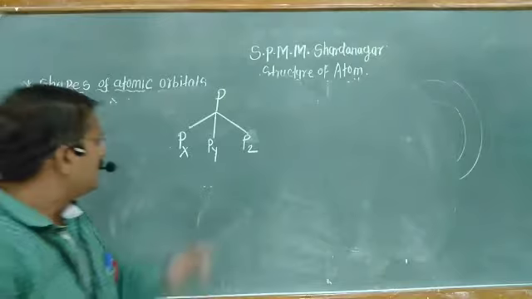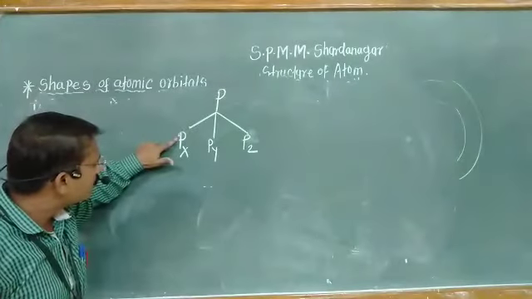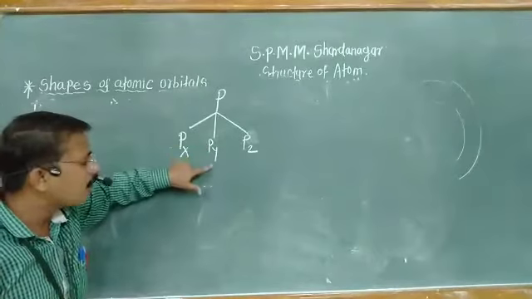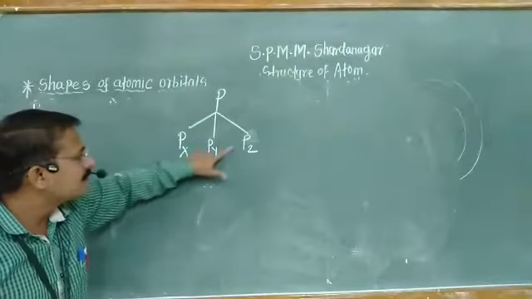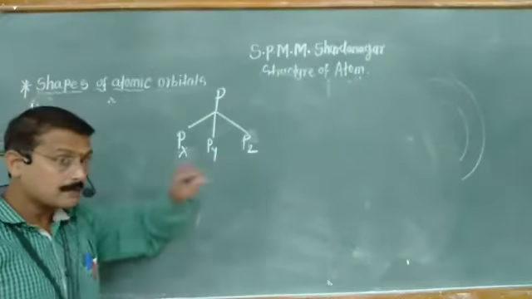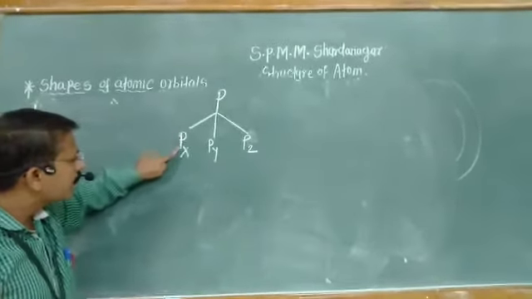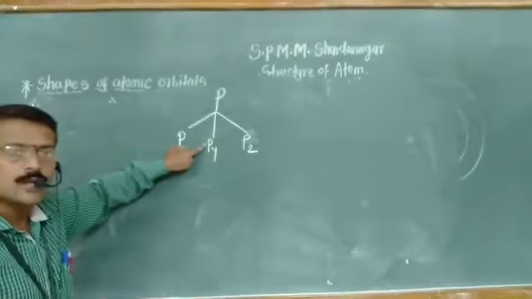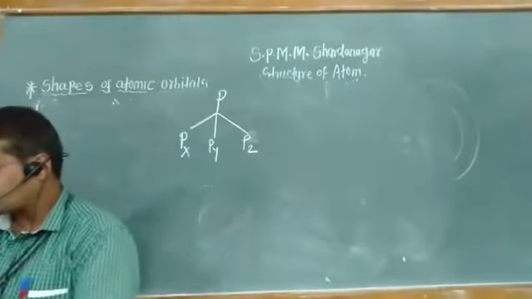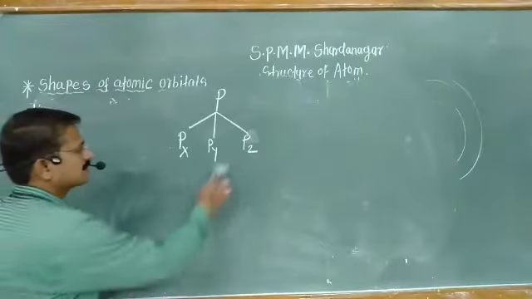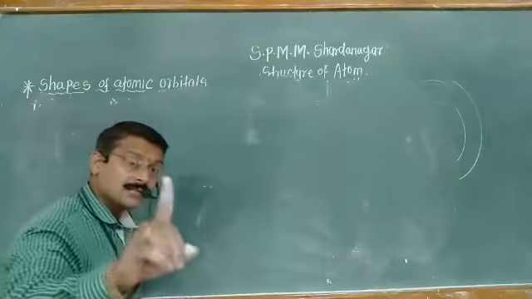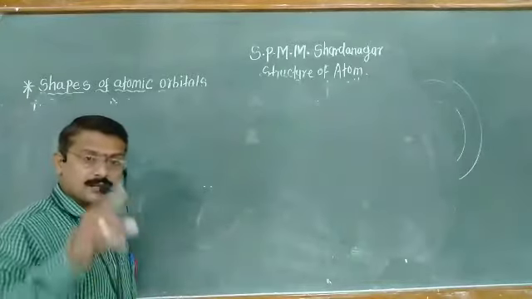This px is a p orbital along the x-axis. Py is the p orbital along the y-axis. Pz is the p orbital along the z-axis. I repeat again: p orbital along the x-axis, p orbital along the y-axis, p orbital along the z-axis. Okay, so we draw the structure. The p orbital has a dumbbell-shaped structure.